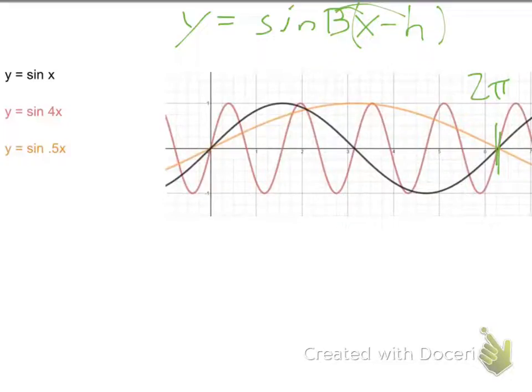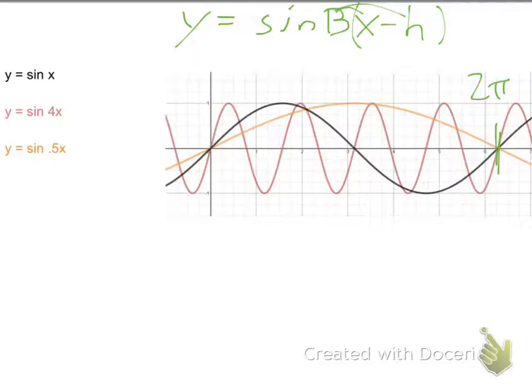So why is it, when I increase the number to a 4 for B, that it seems like it's happening more often? More wavelengths, right? Guys, if I make the coefficient 4, it takes the period and divides it by 4. So the period's 1/4 the size. That means that instead of going 2 pi to start repeating, look what happens. It goes from here, up, down, and stops right there. So it's 1/4 the size.